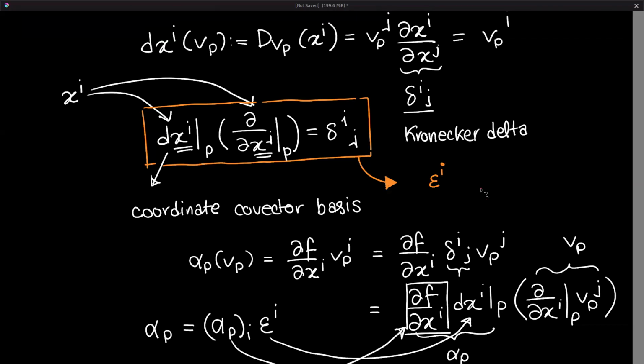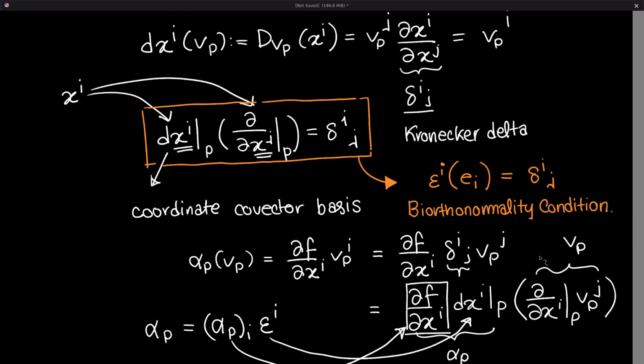If we take a general covector basis and we take its dual basis, we're always going to think of epsilon I and EI as the dual bases to each other. Whenever I draw epsilon I and EI in the same place, you should take in your head that these are the dual bases. That means they give you delta ij. This is something we'll be using next time. This is called the biorthonormality condition, and it works for any pair of dual bases.